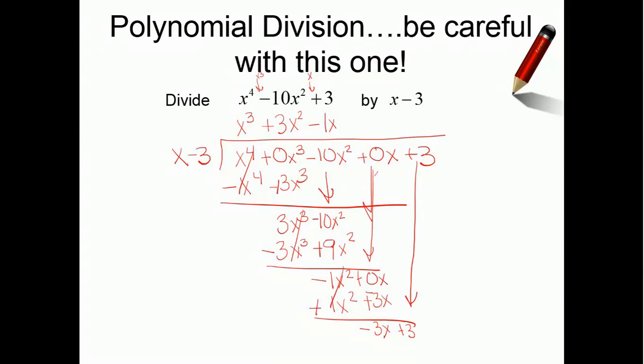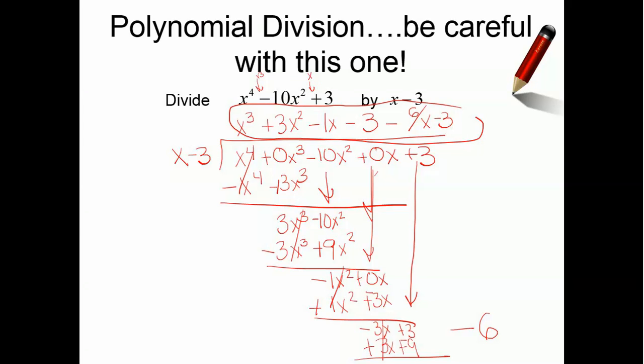Whew, almost done. X times something needs to give me negative 3x. Already have the same number of x's, just need that negative 3, right? So negative 3 times x is going to give me negative 3x. Negative 3 times a negative 3 is a positive 9. Change my signs. Gone, and I have a negative 6 left behind for my remainder. So, let's write it. Negative 6 over what I divided by, x minus 3. Final answer: x cubed plus 3x squared minus 1x minus 3 minus 6 over x minus 3.